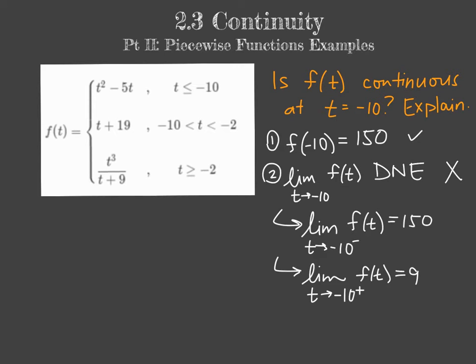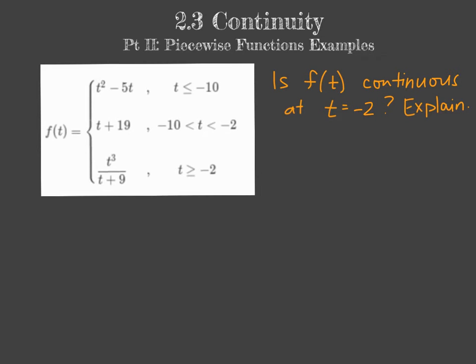So we cannot move on to step 3. Step 3 would be seeing if these two were equal to each other, and 150 does not equal 9. So our function f of t is discontinuous, or not continuous, when t equals -10 because the limit as t approaches -10 does not exist. So here is our answer. Let's take a look at the other changing spot at -2.